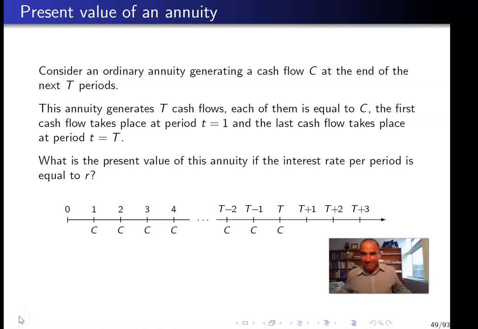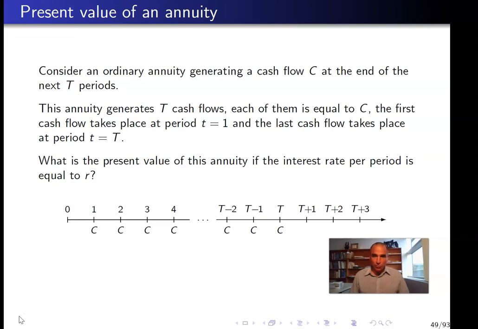Okay, let's continue. So now, present value of an annuity. So we consider an ordinary annuity, so an annuity that pays at the end of each period. So the annuity here makes T cash flows made at period 1, 2, 3, 4, 5 up to T. Okay, so the end of the first period is equal to time 1, the end of the second period is equal to time 2, and so on. So there are a total of capital T cash flows.